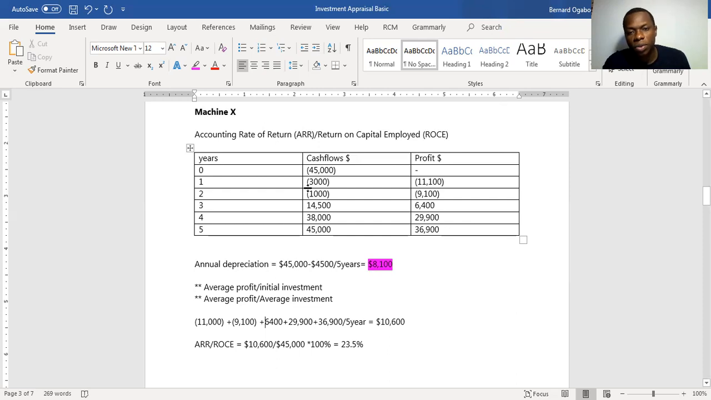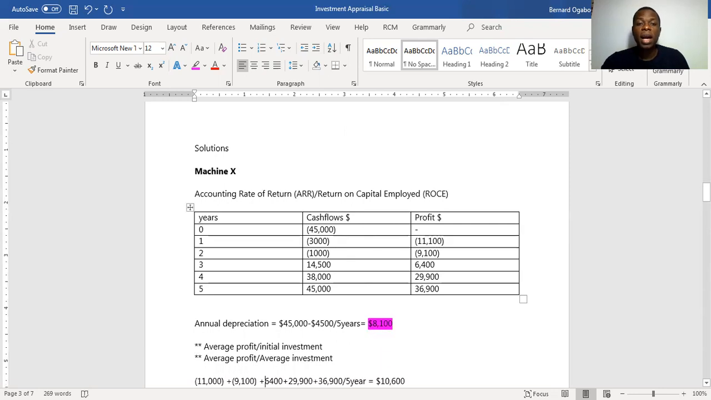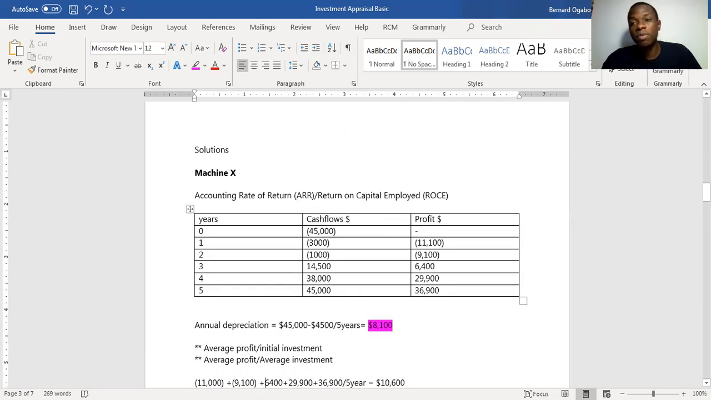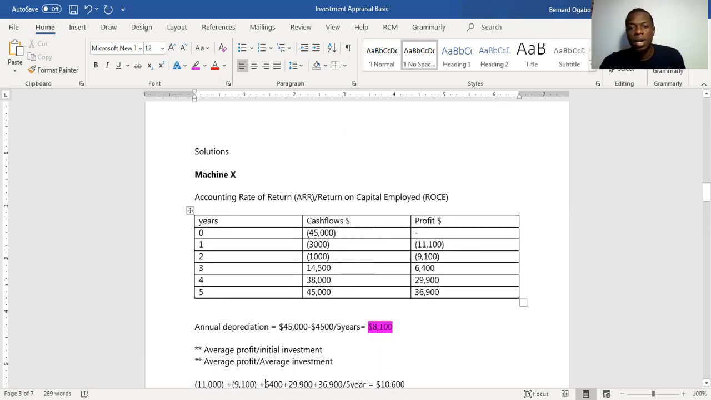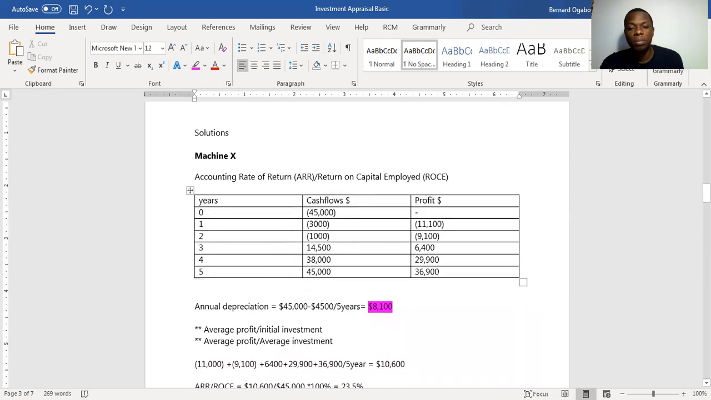So the accounting rate of return is 24%. So remember, we were given cash flow. We've converted it to profit because accounting rate of return uses profit and not cash flow. And that is the only investment appraisal technique that uses accounting profit.